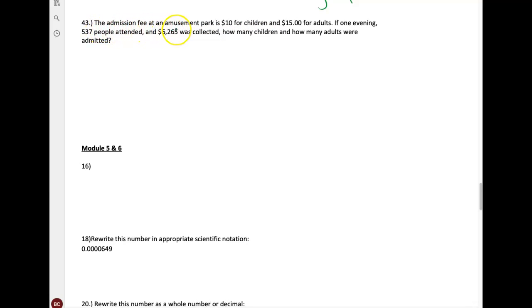So the admission fee at an amusement park is $10 for children and $15 for adults. If one evening 537 people attended, and the amount of money they collected was $6,265, how many children and how many adults were admitted? All right, so those are the two things that we're trying to find.